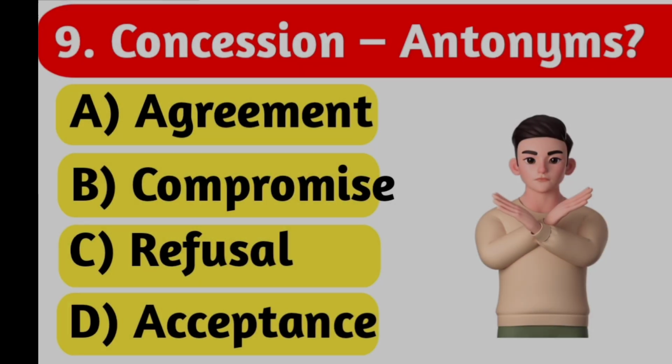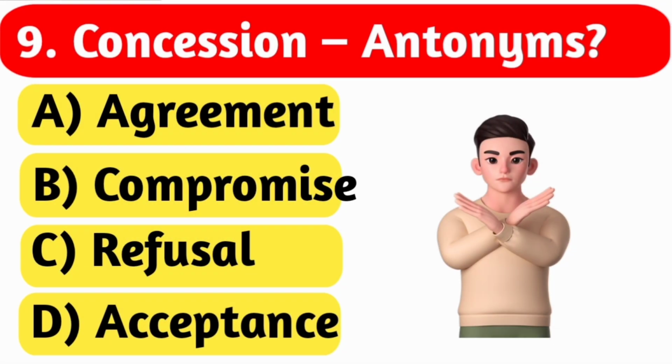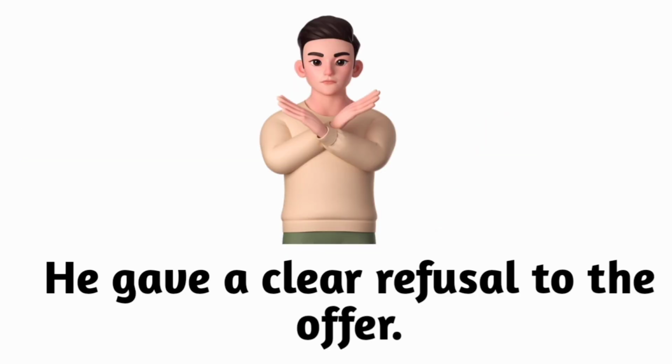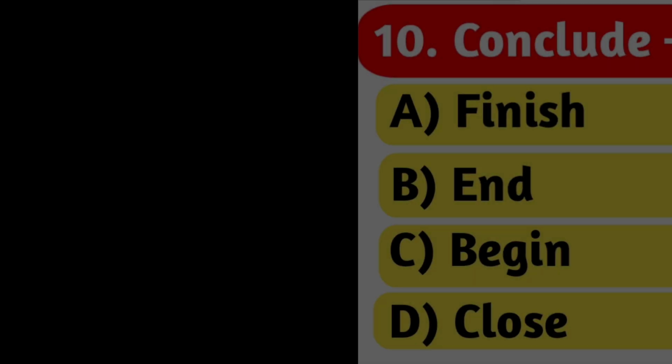Your ninth question is concession antonyms. Your options are A. Agreement, B. Compromise, C. Refusal, D. Acceptance. Your correct answer is option C. Refusal. He gave a clear refusal to the offers.